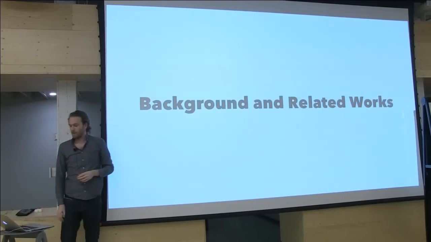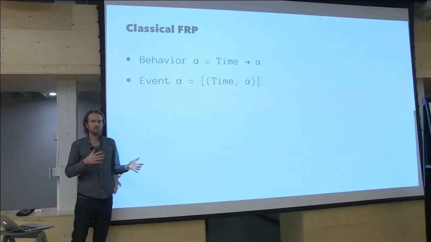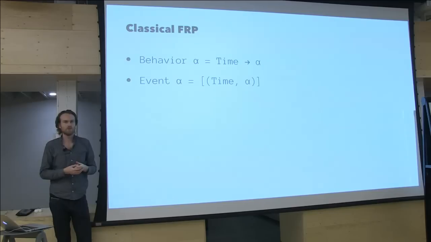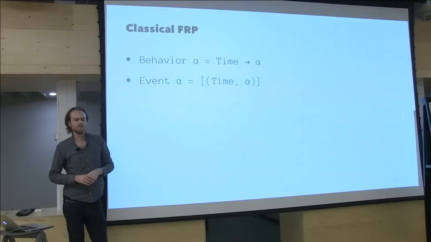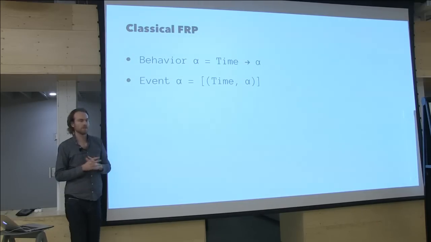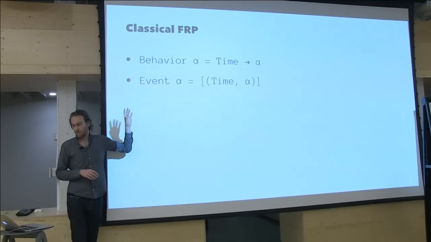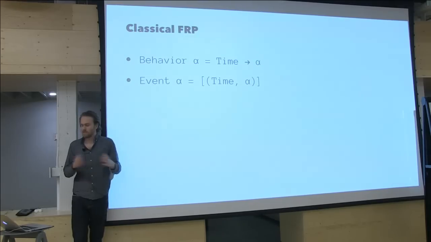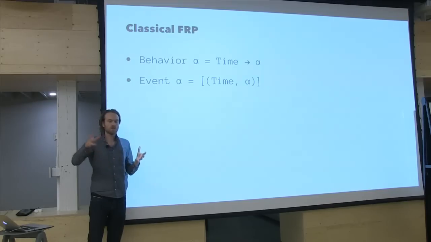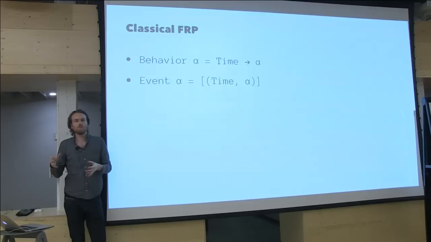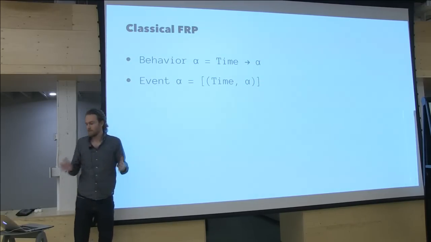OK, background and related works. Functional reactive programming has been around for a while. I think the first paper cited in this one is from around 2000. I forget exactly when. That discusses classical FRP. Basically, the whole thing with functional reactive programming is that we want to talk about values that change over time, and we want to compose those values together using functional programming. That's the basic idea.